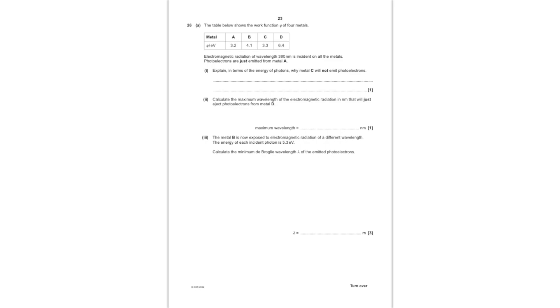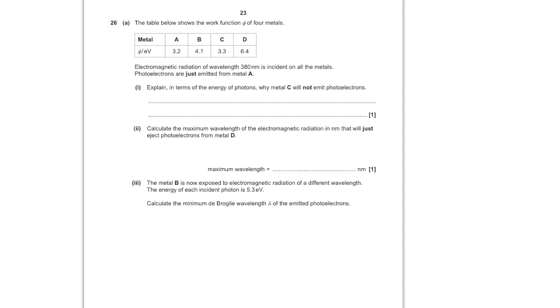Question number 26, where we are given the work functions of 4 metals. It says electromagnetic radiation of wavelength 380 nanometers is incident on all the metals. Photoelectrons are only emitted from metal A. Explain in terms of the energy of the photons why metal C will not emit photoelectrons. Well, for it to emit photoelectrons, the energy of the photons must exceed the work function. The energy of the photons is given by hc over lambda, and if that does not exceed the work function of metal C, which is 3.3, then photoelectrons will not be emitted by metal C.